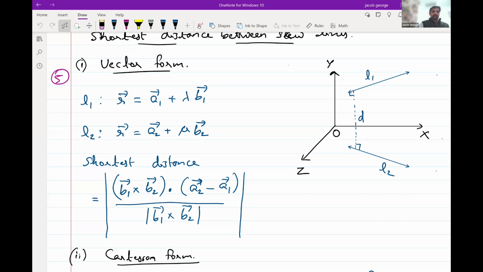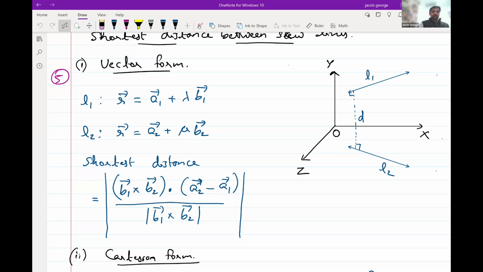All students should get full marks if you get shortest distance. There should not be even a single calculation error in that one. 4 5-markers, 4 into 5, 20 marks. Everybody should get 20 out of 20 in that one. (b1 cross b2) dot (a2 minus a1) by magnitude of b1 cross b2 is the formula for shortest distance between skew lines. All of you studied the formula?